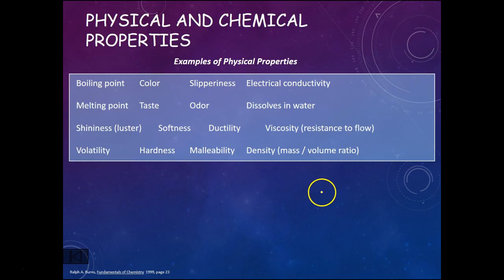Okay, so here are some physical properties. Boiling point, melting point, luster, volatility. Volatility talks about how it evaporates. Hardness, softness, taste, color, slipperiness, odor, ductility, malleability, density, viscosity, dissolving or solubility, and electrical conductivity.